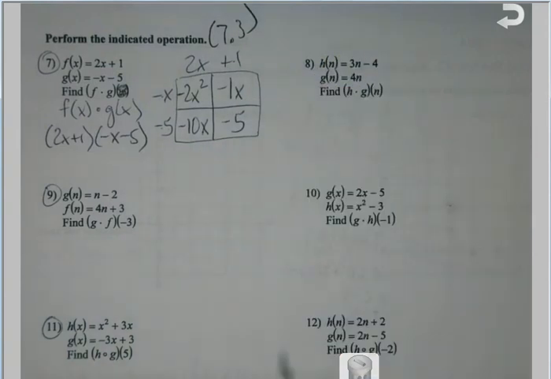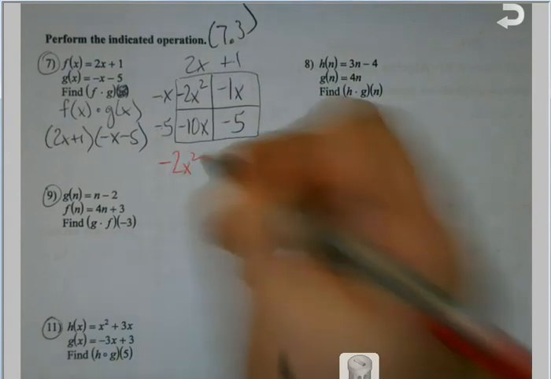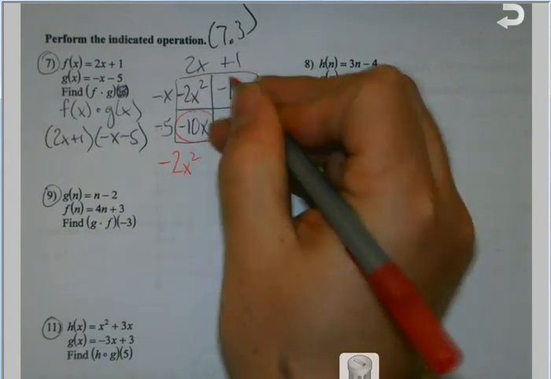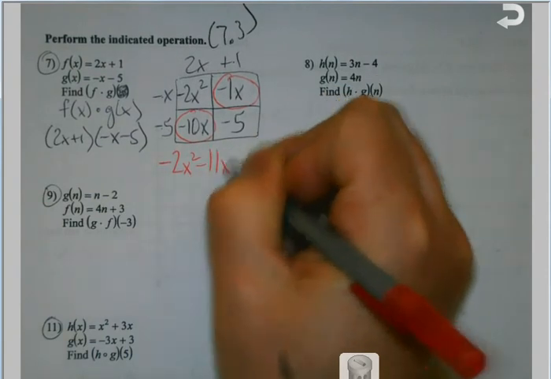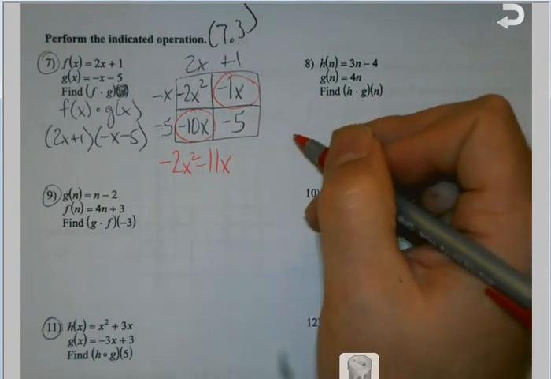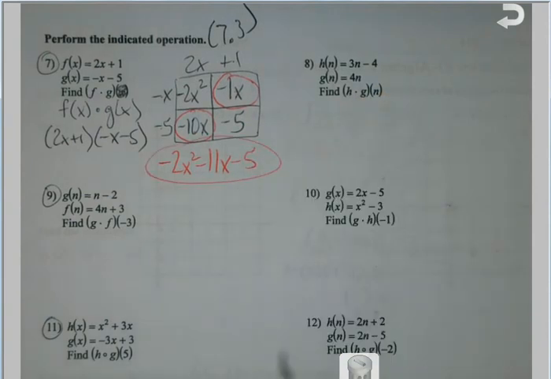And once the box is full, now we're just combining like terms. Well, I've only got a single x squared term, so I write it down. Negative 10 minus 1 is negative 11. Don't mess with the exponents anymore. Don't mess with the variables. We're just combining like terms. Minus 5. That's it. Do not go back through and multiply by x. Don't do it.